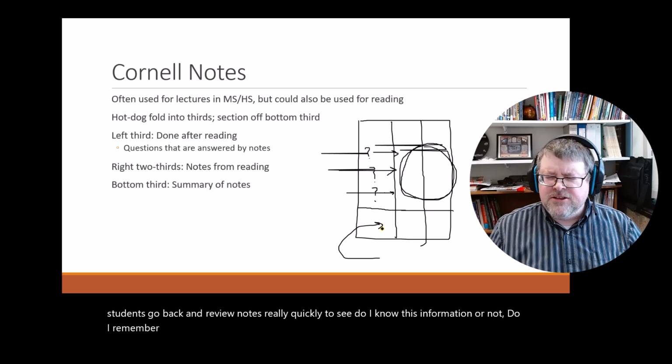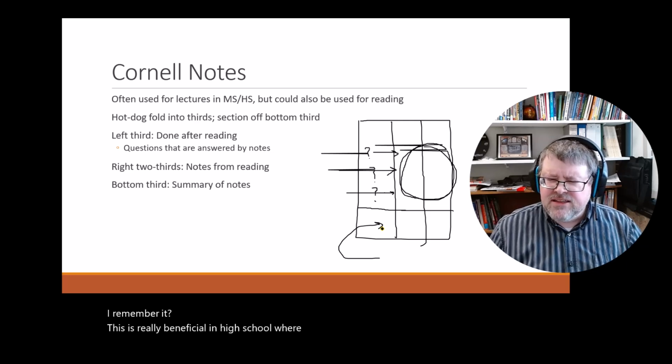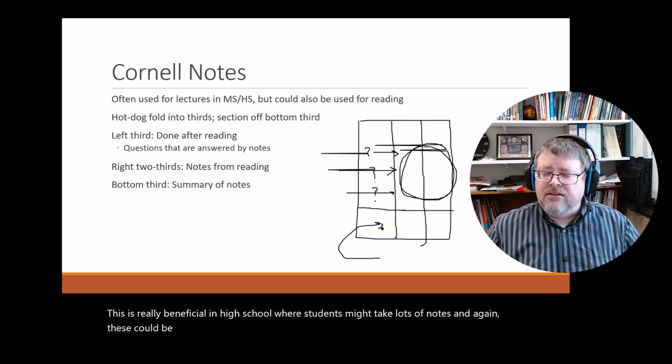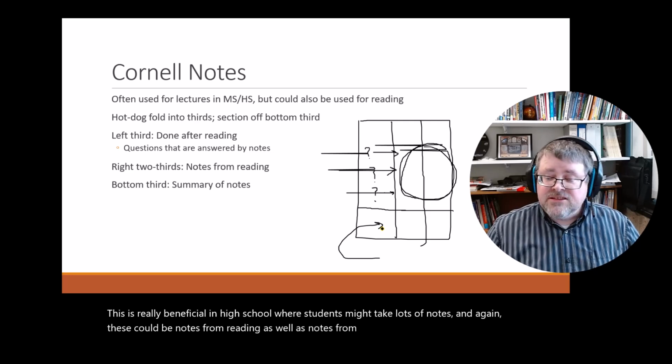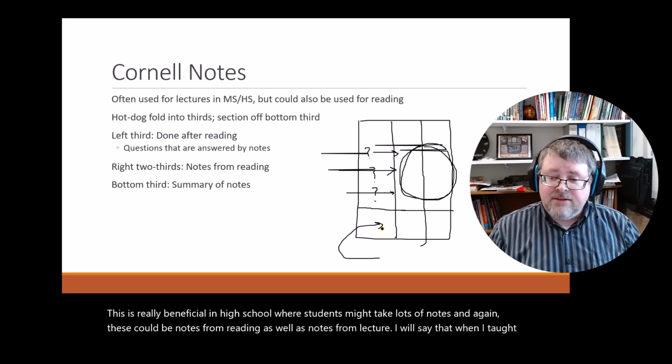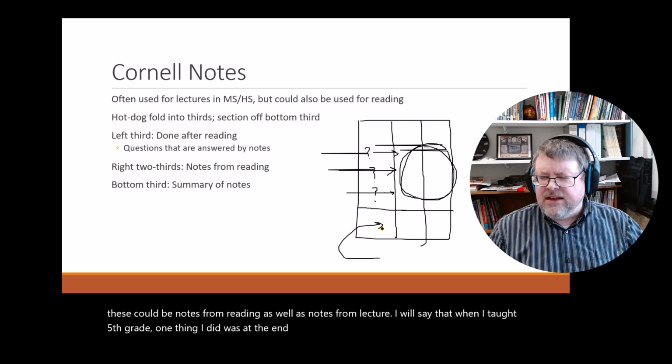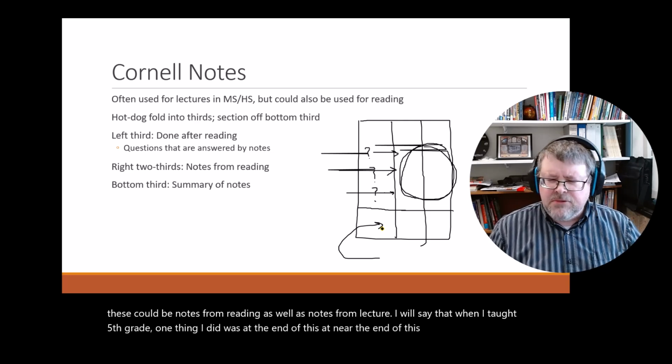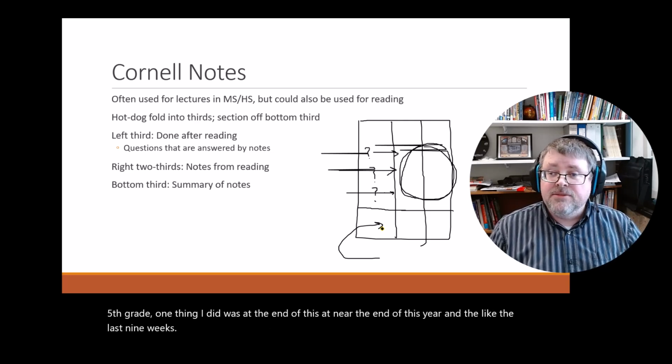This is really beneficial in high school where students might take lots of notes. And again, these could be notes from reading as well as notes from lecture. I will say that when I taught 5th grade, one thing I did was near the end of the year, in the last 9 weeks, I did start lecturing to my 5th graders.